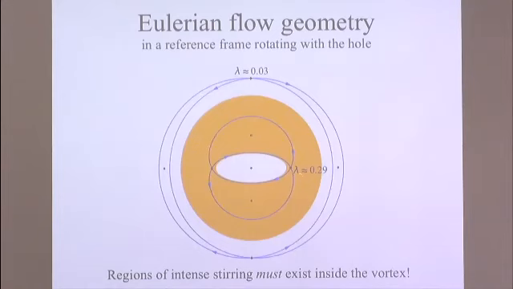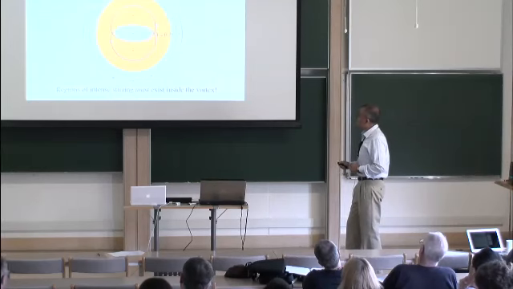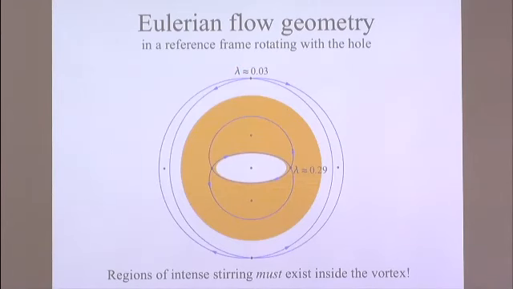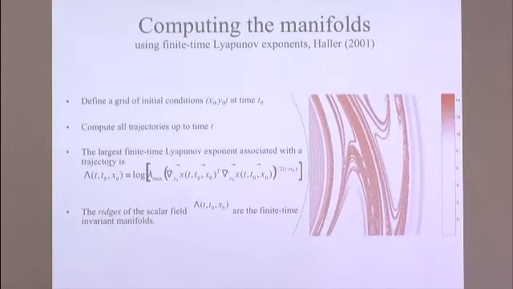And the smaller the perturbation, of course, the smaller the variation of the velocity field from this picture that I'm showing here. The important thing in these pictures is that we observe hyperbolic points inside the vortices and also hyperbolic points outside the vortex. But it is important to notice that the strongest deformation occurs inside the vortex, just outside the vorticity hole. That means that regions of intense stirring must exist inside the vortex, and we can prove this by applying ideas from dynamical system theory.